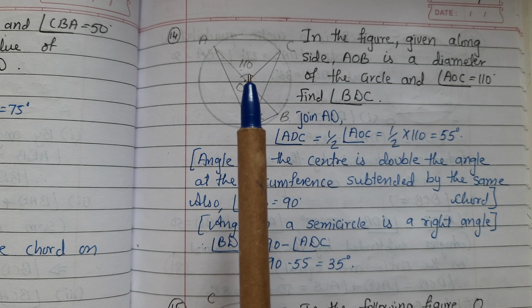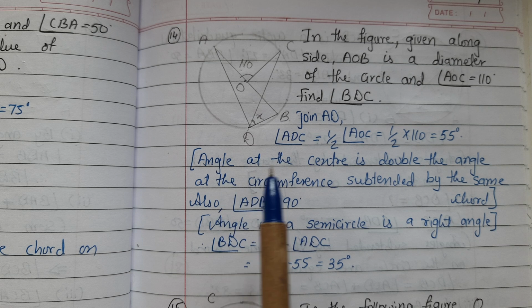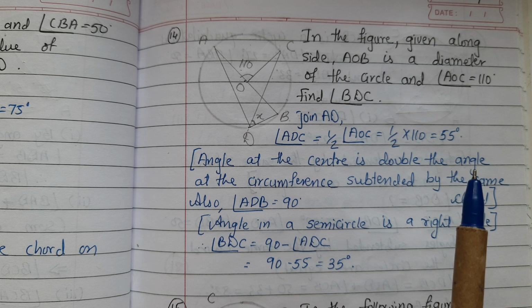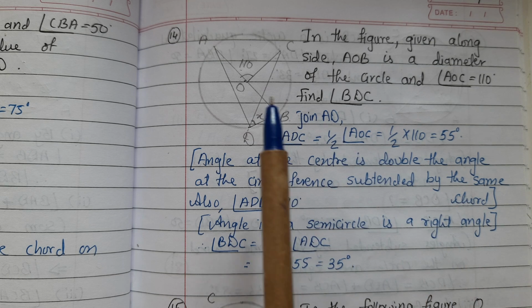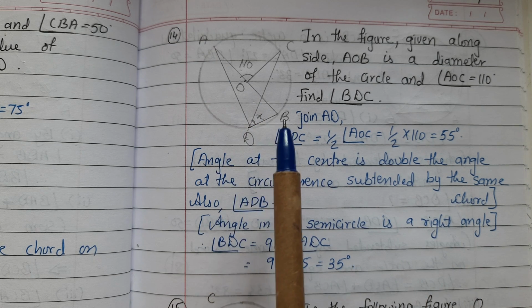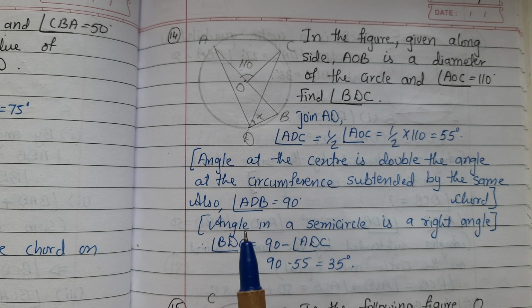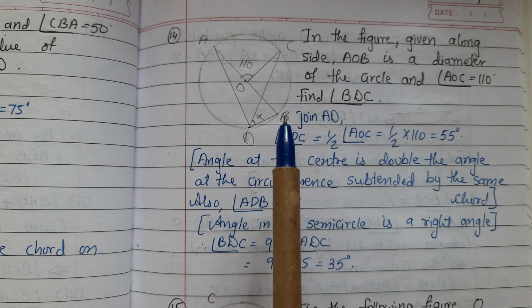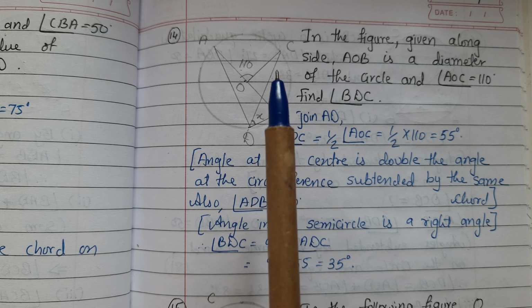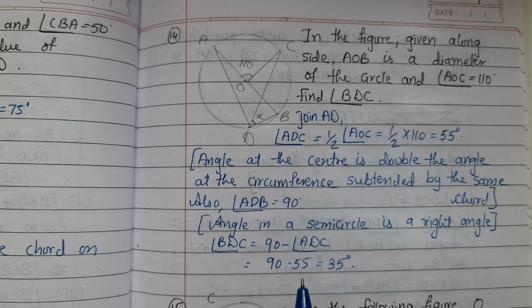Angle ADC, this is 110, half of it is 55 degree. Why? Angle at the center is double the angle at the circumference subtended by the same chord. Angle ADB is 90 degree because AB is the diameter. Angle in a semicircle is a right angle. Therefore, angle BDC is 90 minus 55 degree equal to 35 degree.